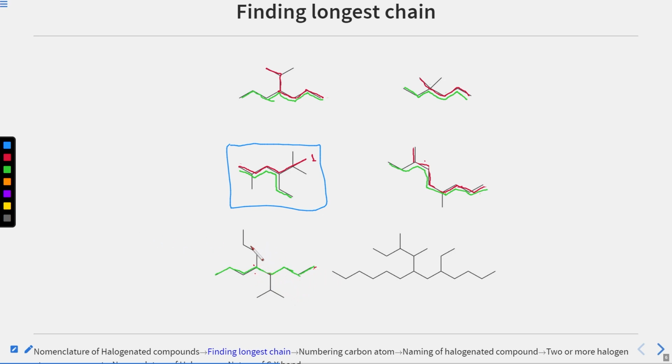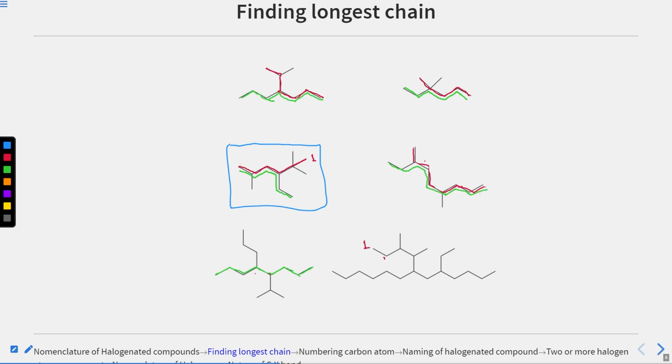So these both are correct. Do not get confused. You can take either of these if both have the same variant. This is the same and this is also the same, so we can take either of them. Next example.